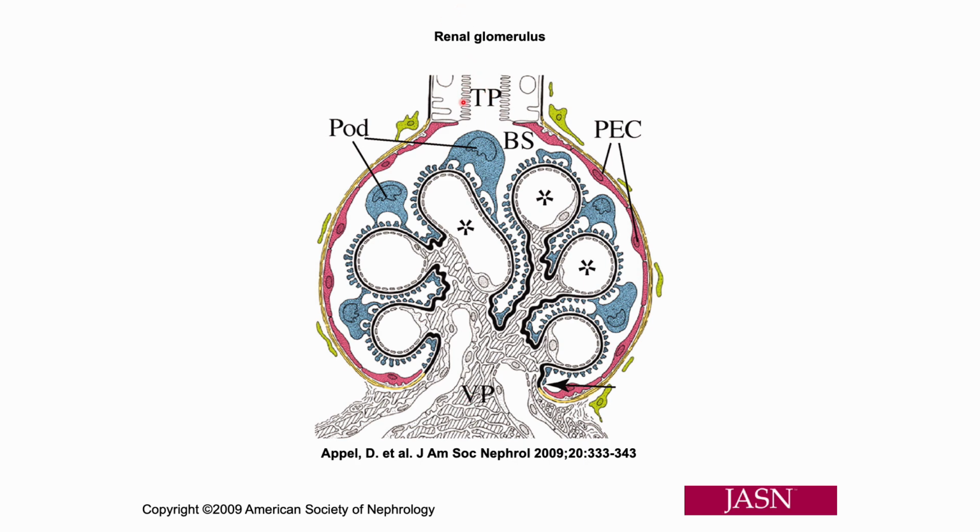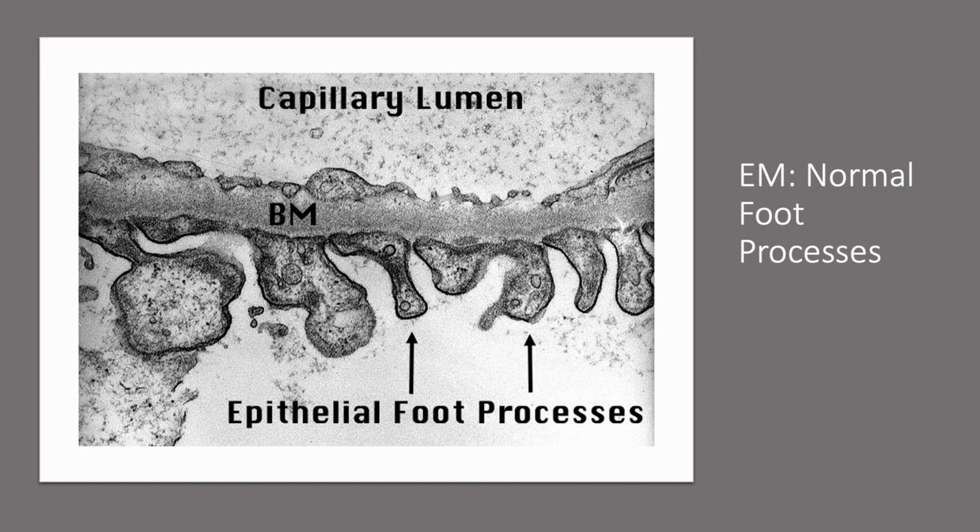And this is the tubular pole, or where the proximal convoluted tubule takes off. One more time. If this is not clear, let's go over it one more time. This is an electron microscopy picture. Here is the basement membrane. This is the endothelial cell.